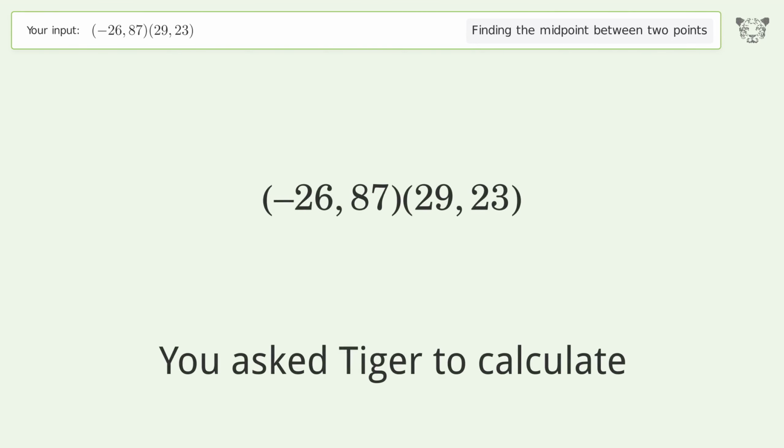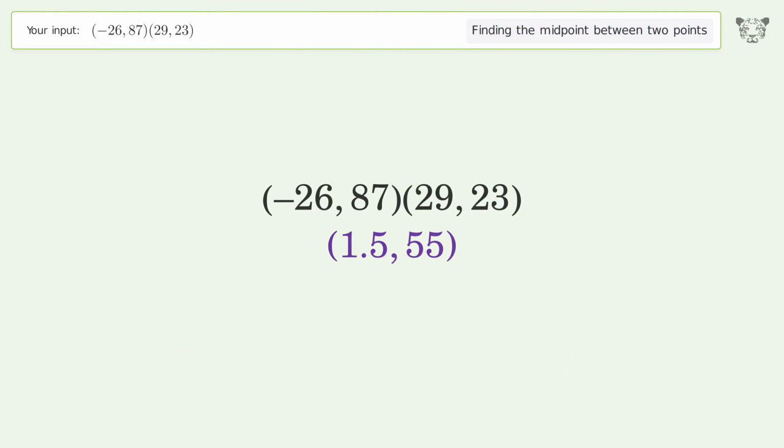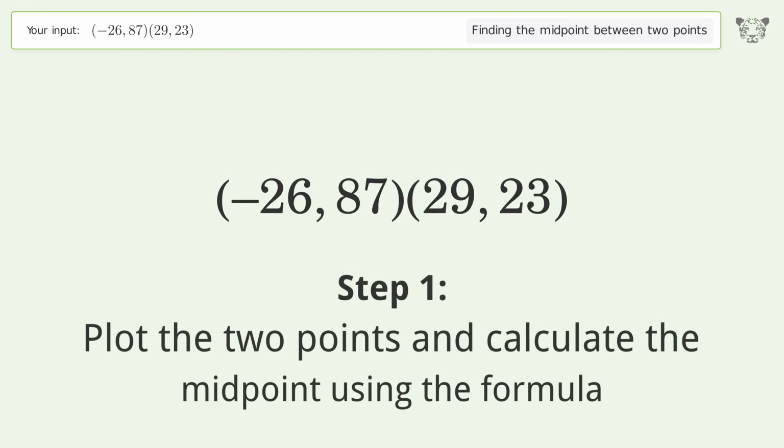You ask Tiger to calculate. This deals with finding the midpoint between 2 points. The midpoint between the 2 points is 1.555. Let's solve it step by step. Plot the 2 points and calculate the midpoint using the formula.